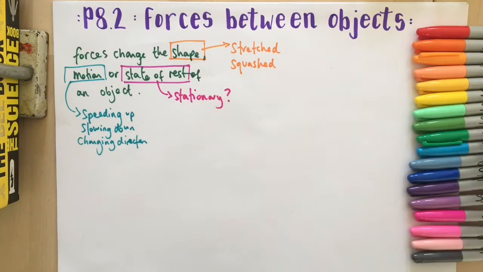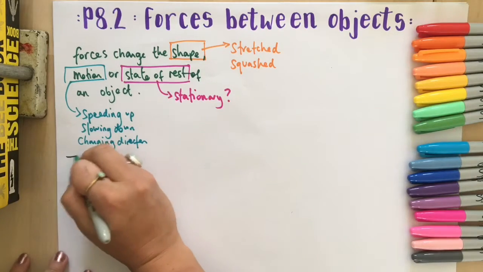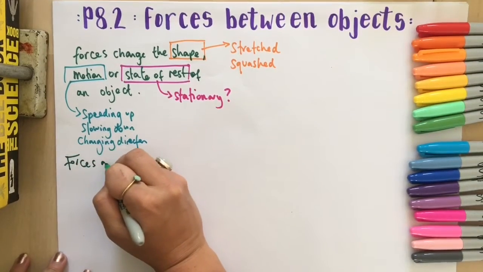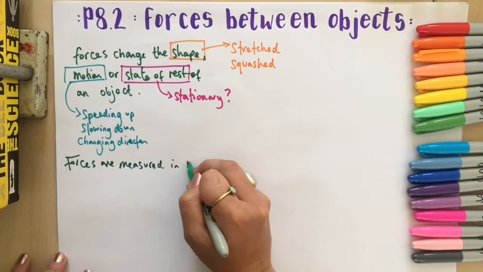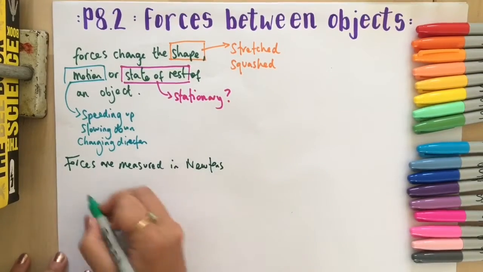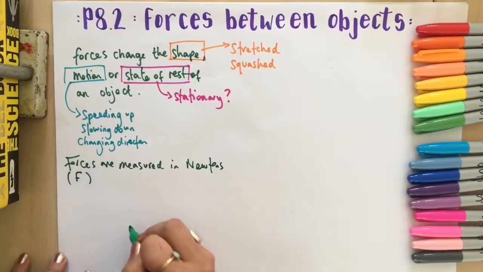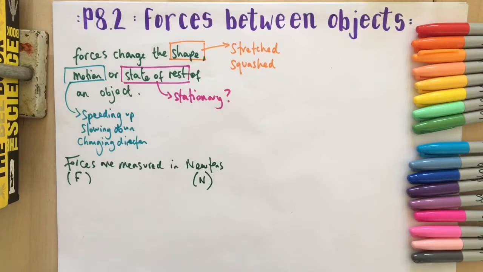Okay, so I guess it's important as well at this point to add that forces are measured in newtons. So that's the unit for force. The symbol that we use for force is F. The symbol that we use for newtons is a capital N. That's useful for when we start to do equations using force.